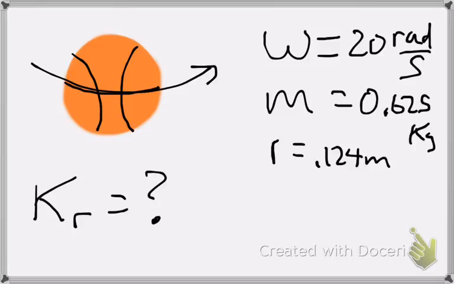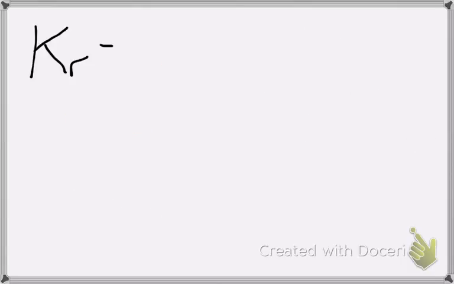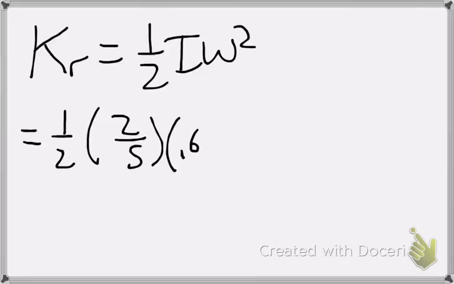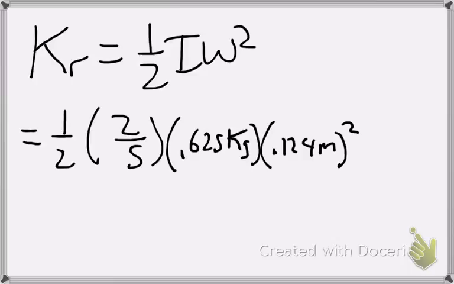And my question is, what would its kinetic rotational energy be? Well, our equation is 1/2 moment of inertia times angular velocity squared. So we just need to plug some stuff in. 1/2. Okay, so our moment of inertia was 2/5 mr squared. So 2/5 times the mass times the radius squared.